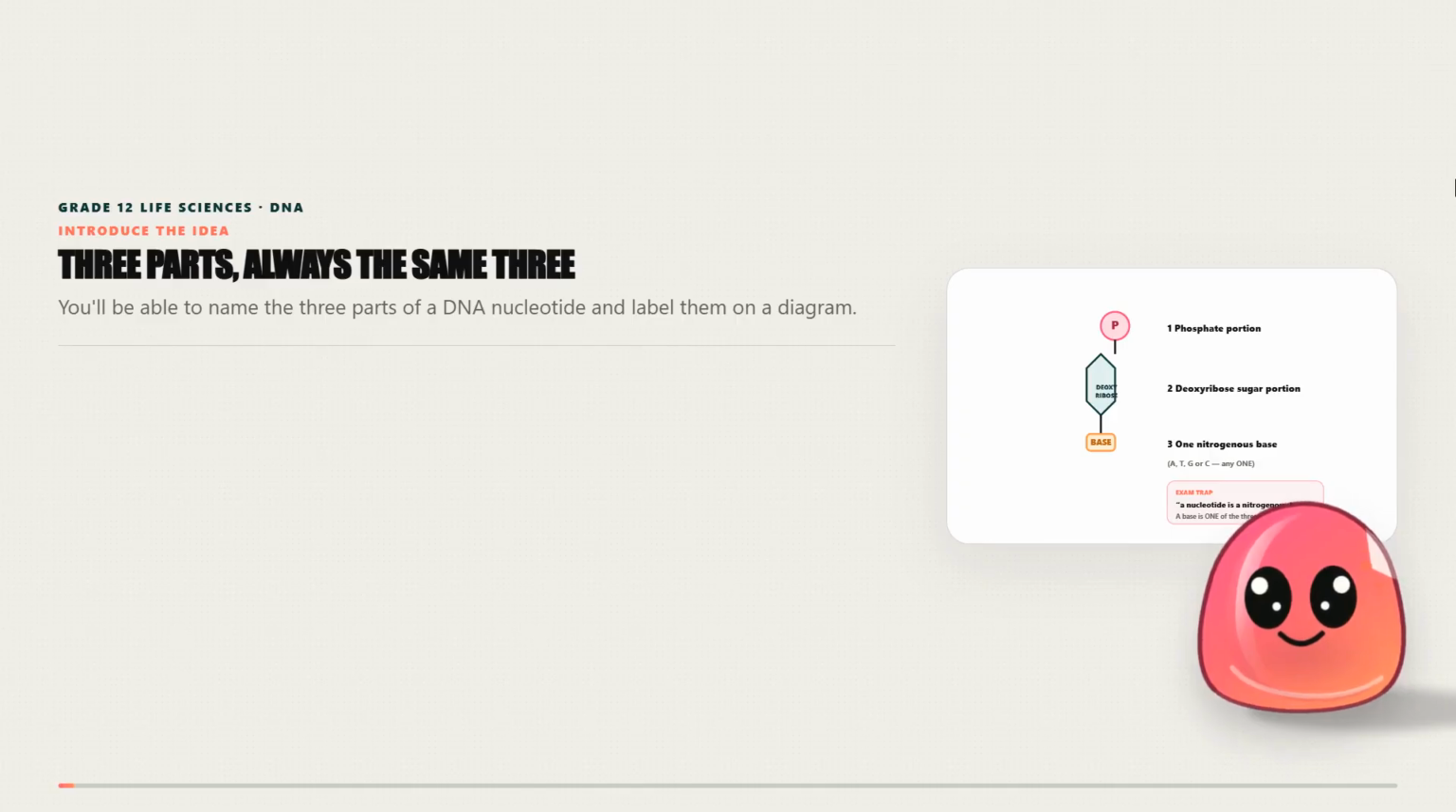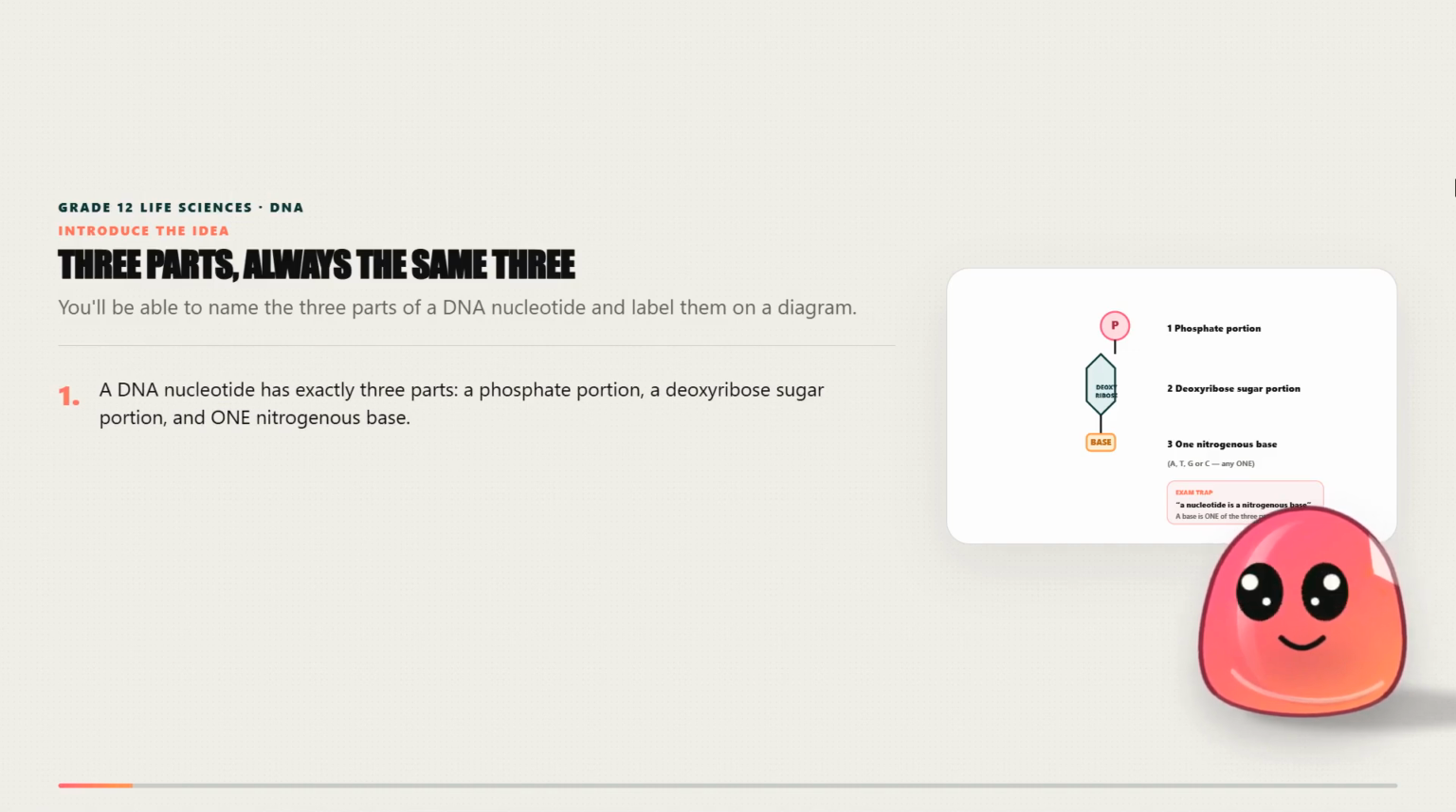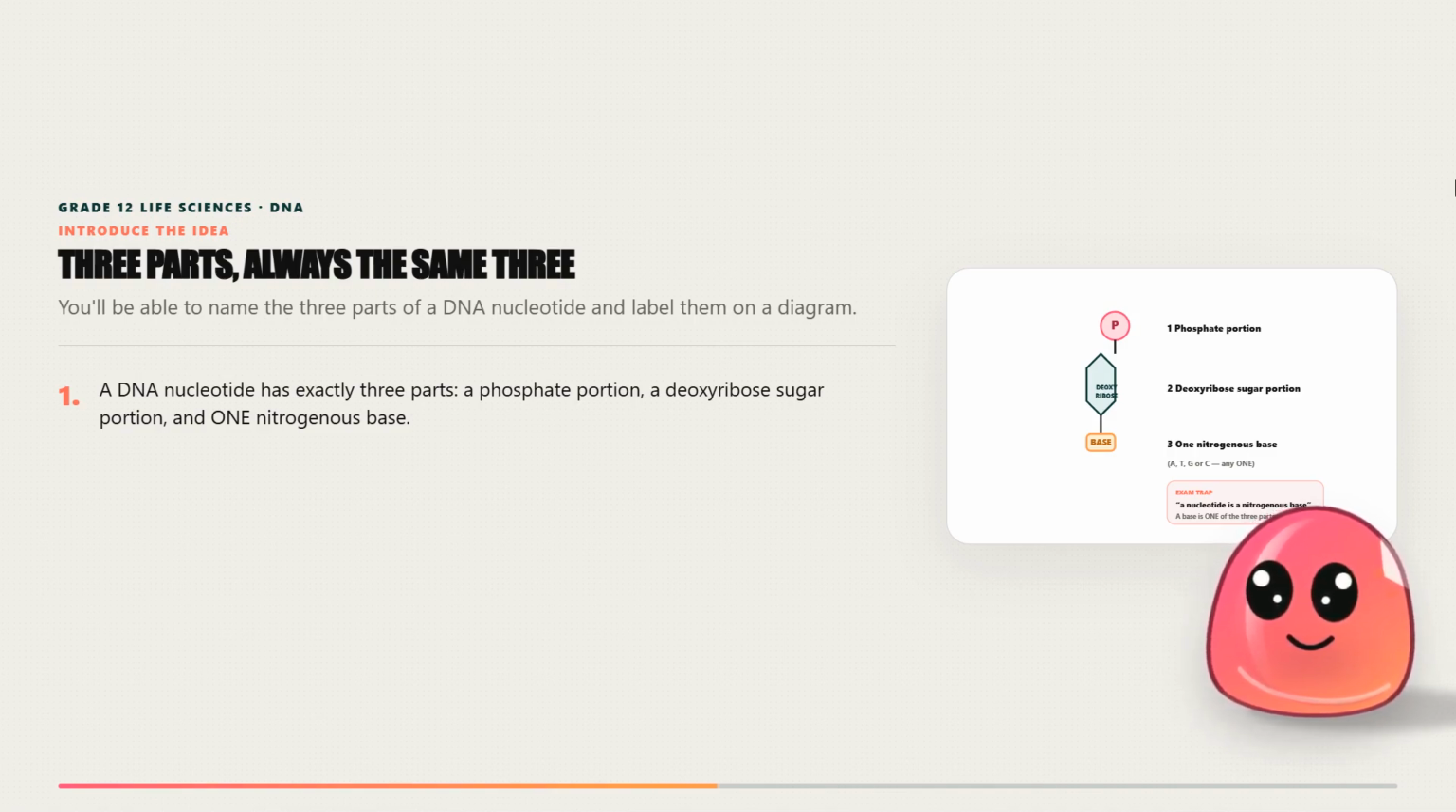By the end of this part, you'll be able to name the three parts of a DNA nucleotide, and label them on a diagram. Here's the key idea. A DNA nucleotide has exactly three parts: a phosphate portion, a deoxyribose sugar portion, and one nitrogenous base. They always arrange the same way. Phosphate at the top. Deoxyribose sugar in the middle.